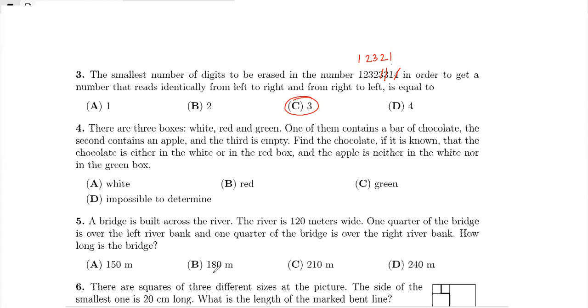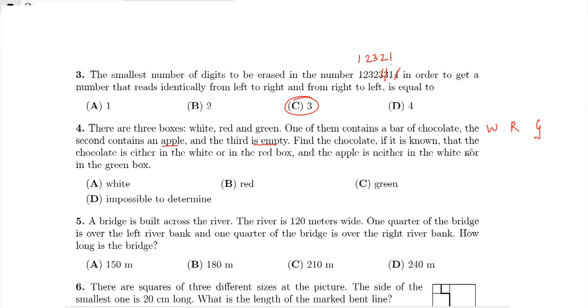Let's go to question number 4. There are 3 boxes, white, red and green. So you have a white, red and a green box. One of them contains a bar of chocolate. The second one contains an apple. And the third one is empty. Find the chocolate if it is known that the chocolate is either in the white or in the red box, and the apple is neither in the white nor in the green box.